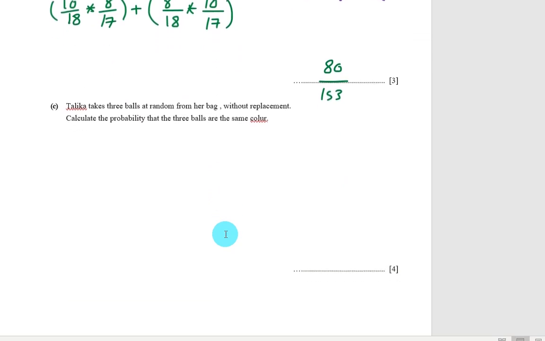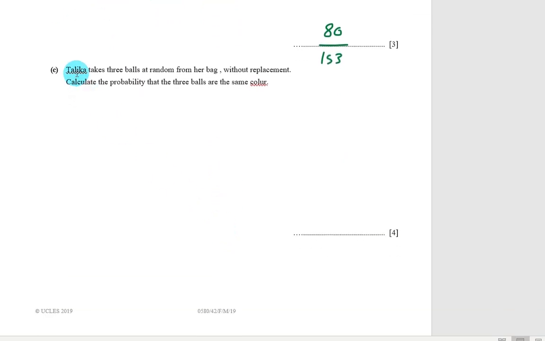Okay, let us see. Talika takes 3 balls at random from her bag without replacement. She collected 3 without replacement. Calculate the probability that the 3 balls are the same color. So she needs red, or blue. She needs red, or again, blue. Again, or means plus.